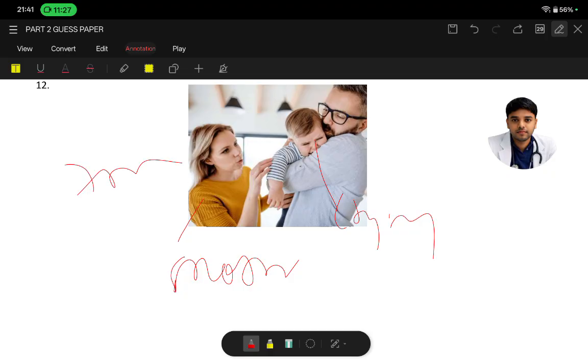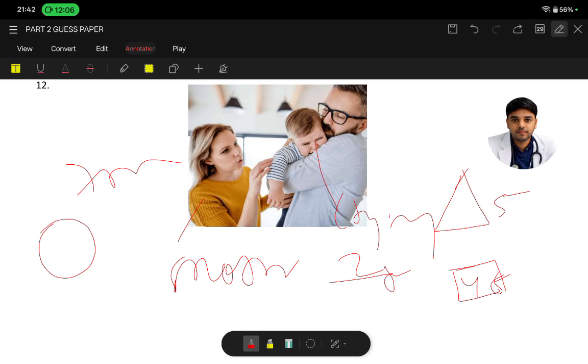Can you tell me at what age a child can draw a triangle? 5 years. Great. Square? 4.5. Next one. Straight line? 2 years. Okay. Circle? 3 years. Great.